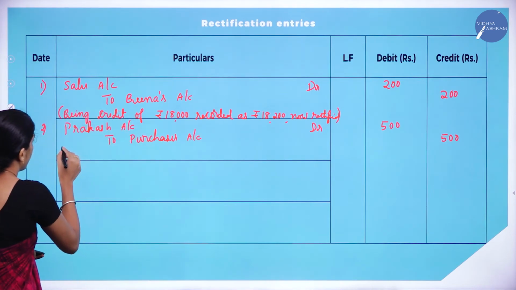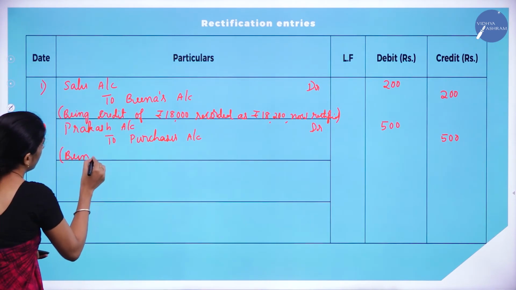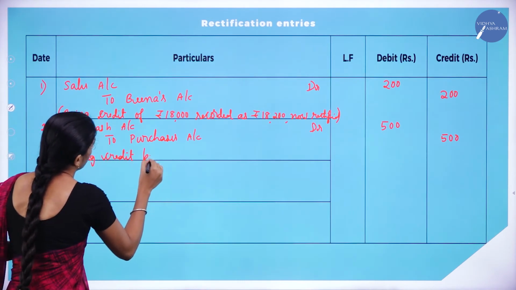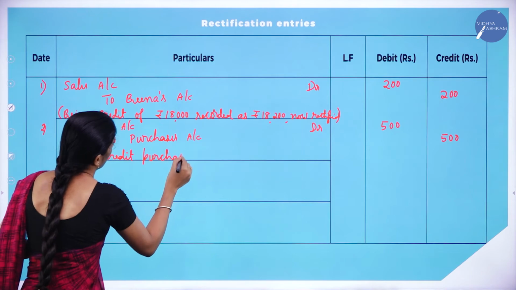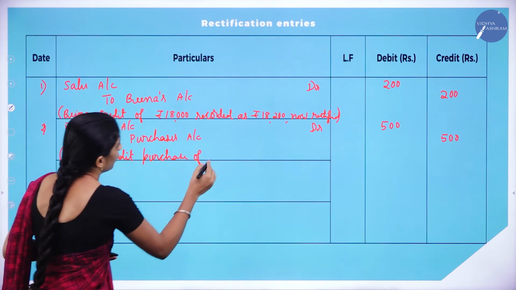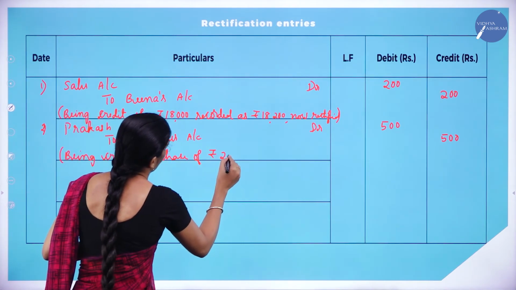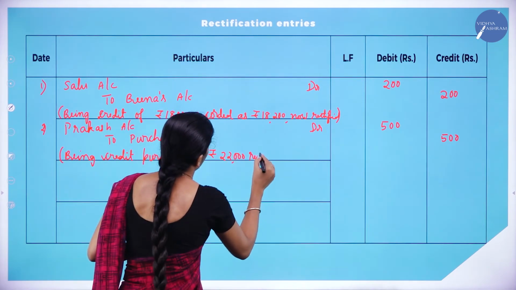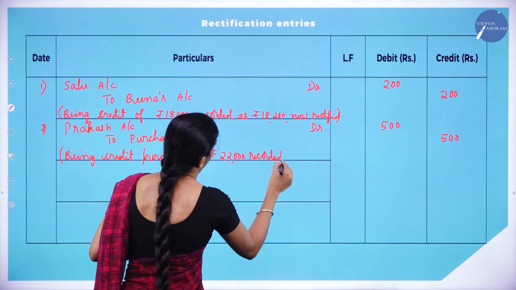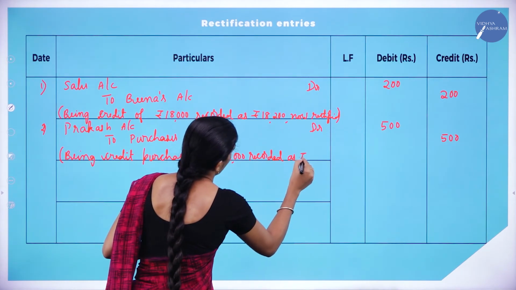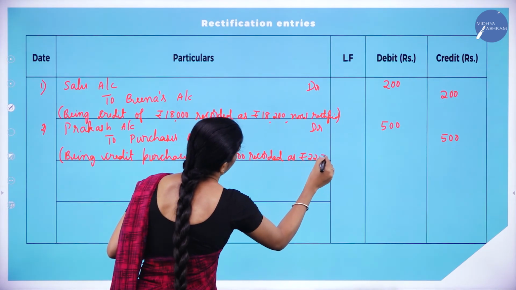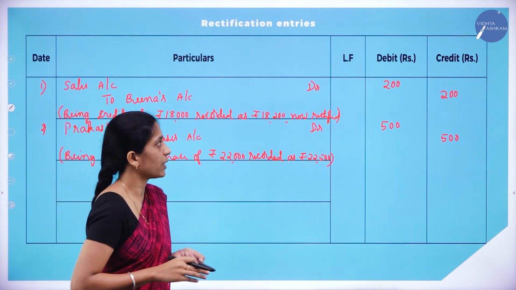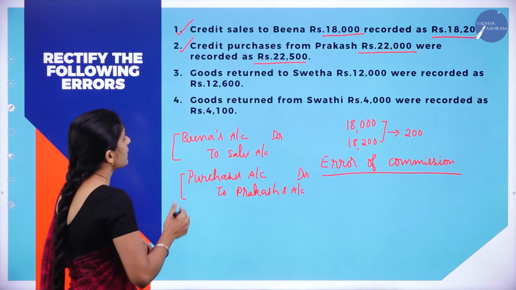Now, how to write the narration? Being credit purchase of rupees 22,000 recorded as rupees 22,500, now rectified. So, this is the narration. Now, moving on to the next entry.